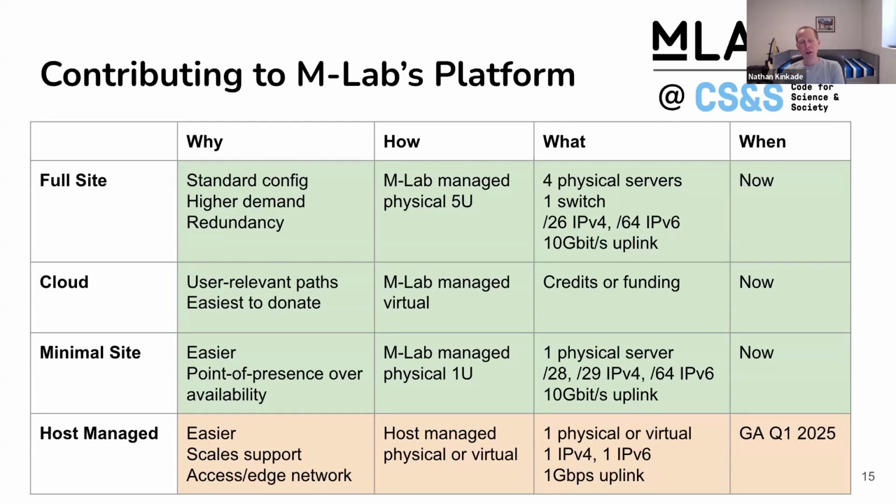So earlier this year, we introduced a scaled down version of that, which we're referring to here as a minimal site. And that's just a single server and a /28 or /29 IPv4 prefix. The reason we support those 2 prefix sizes is that a /29 will work, but does not currently support all of the experiments that are deployed on the platform today, but only about 3 of them. A /28 supports all of them and gives us additional room to grow in the future.